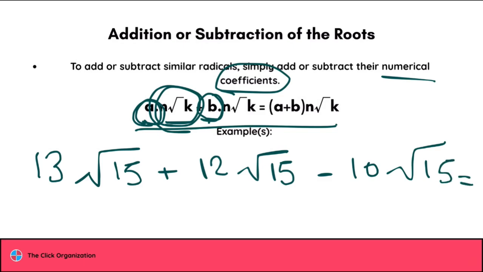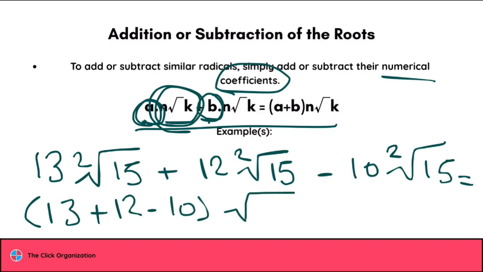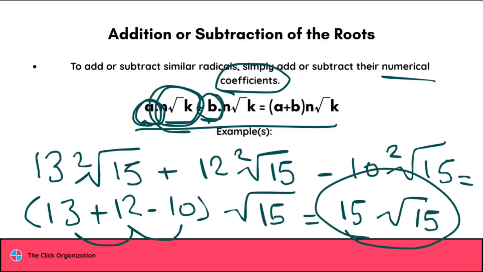So both my degrees and my radicands are the same, so I need to only add and subtract the coefficients. So 13 plus 12 minus 10 times the second root of 15. The result will be 13 plus 12, it's going to be 25, minus 10, 15. So 15 times the second root of 15 is our answer, everyone.